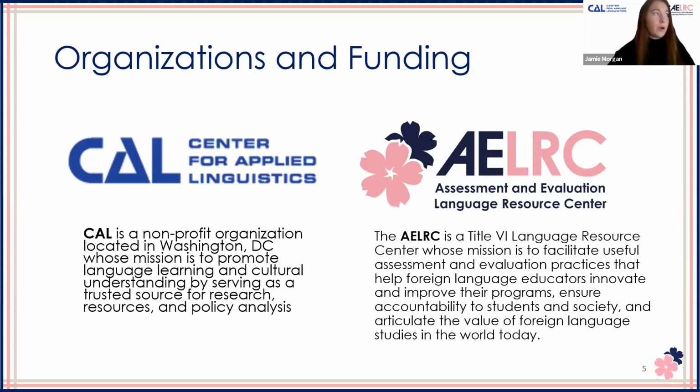We'd also like to tell you a little bit more about our organizations, CAL and the AELRC, for those who are not familiar with us. CAL is a nonprofit founded in 1959 and located in Washington, D.C. Our mission is to promote language learning and cultural understanding by serving as a trusted source for research, resources, and policy analysis. And we work on a variety of different projects related to language education. The AELRC is a Title VI language resource center that's collaboratively led by researchers at Georgetown University, CAL, and ACTFL. And the center's mission is to facilitate useful assessment and evaluation practices that help foreign language educators innovate and improve their programs, ensure accountability to students and society, and articulate the value of foreign language studies in the world today.